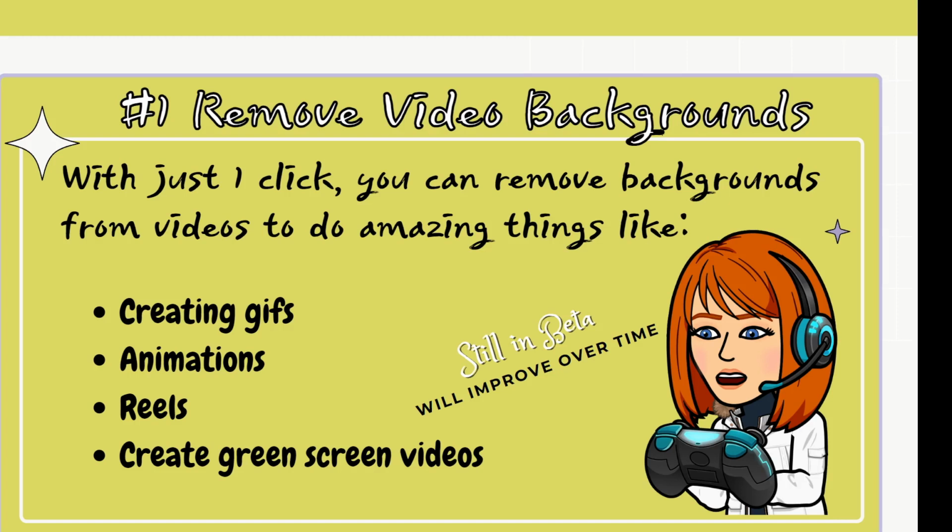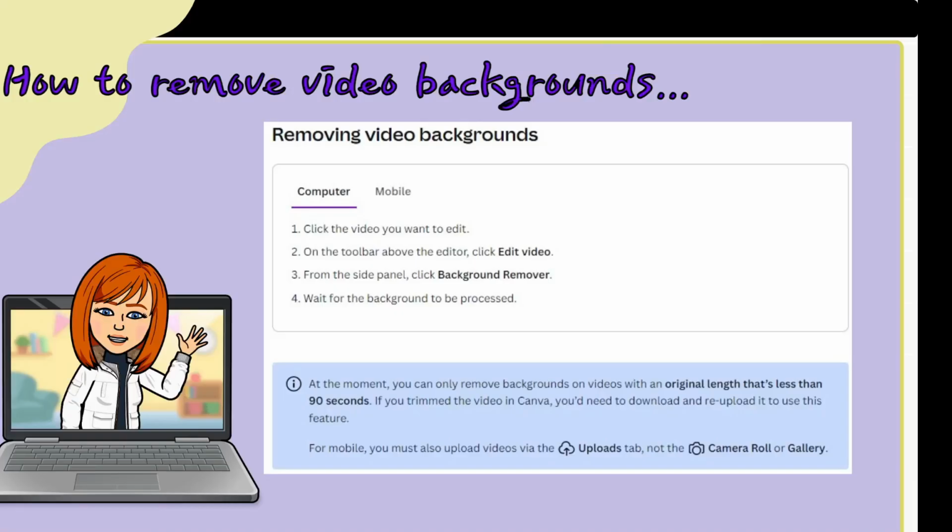Everything from creating GIFs and animations. You can create reels for your social media, and there's also a great way to achieve a green screen type idea for you to use with maybe your classrooms, your digital classrooms, or some fun projects for your kids. So lots of good things. And this is the first thing we're going to talk about. I'm going to jump out to Canva in just a second to show you just how to use this.